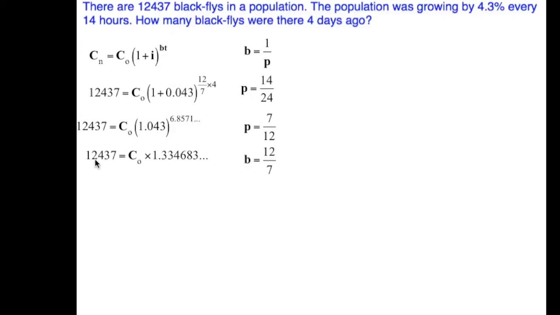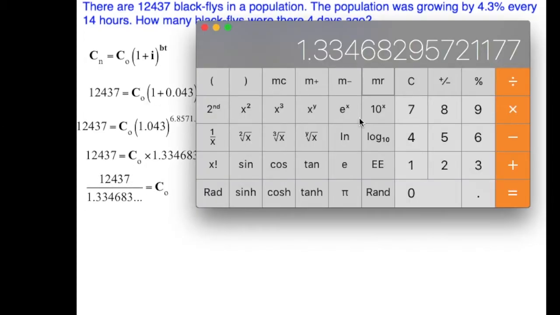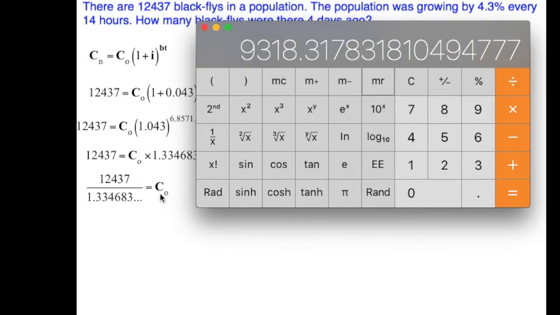I have 12,437 is equal to C sub 0 times 1.334683 forever. To get the C sub 0 alone, it's multiplying this number, so to get rid of this number, I'm going to divide both sides. Always do the opposite. If I divide the right-hand side by 1.33468, it will cancel. If I divide the left-hand side, look what happens. I have 12,437 divided by 1.33468, and that gives us our C sub 0.